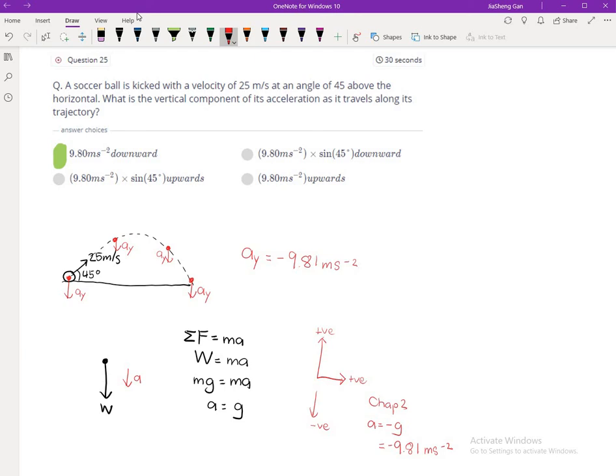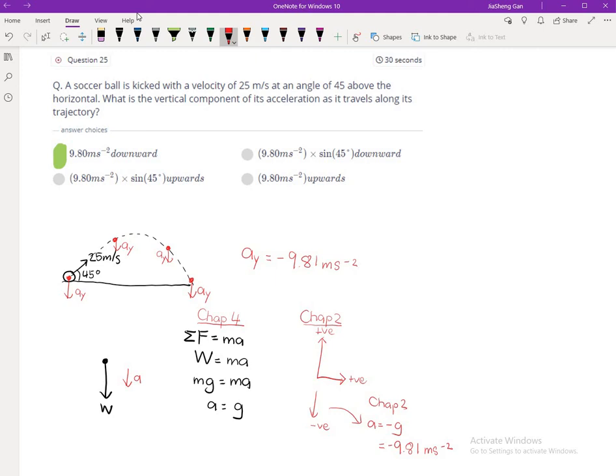This is chapter 4. To make our calculation easier, we let the positive follow the direction of acceleration. We let the positive be flexible as long as you follow the direction of acceleration. But for chapter 2, we fix our positive. We don't let it be flexible. We fix positive to be up and right, and negative to be down and left. Therefore, acceleration pointing downwards has a negative sign.